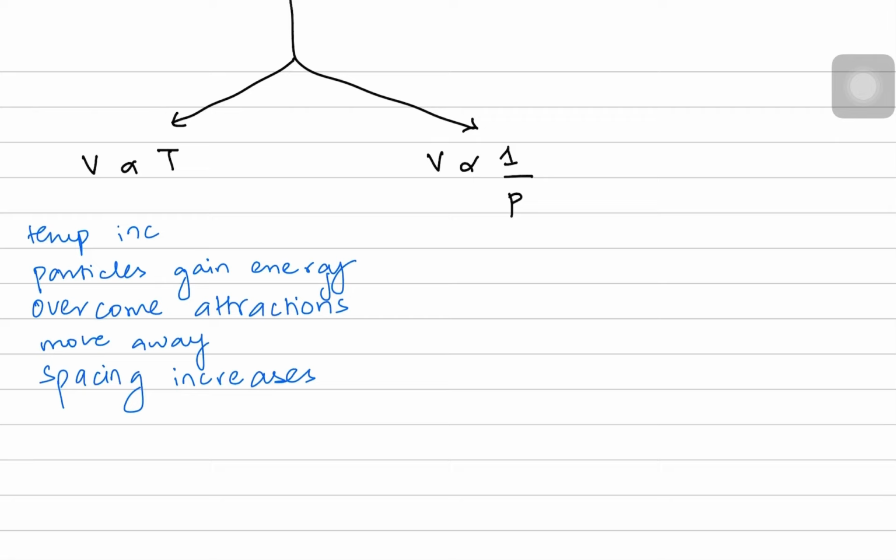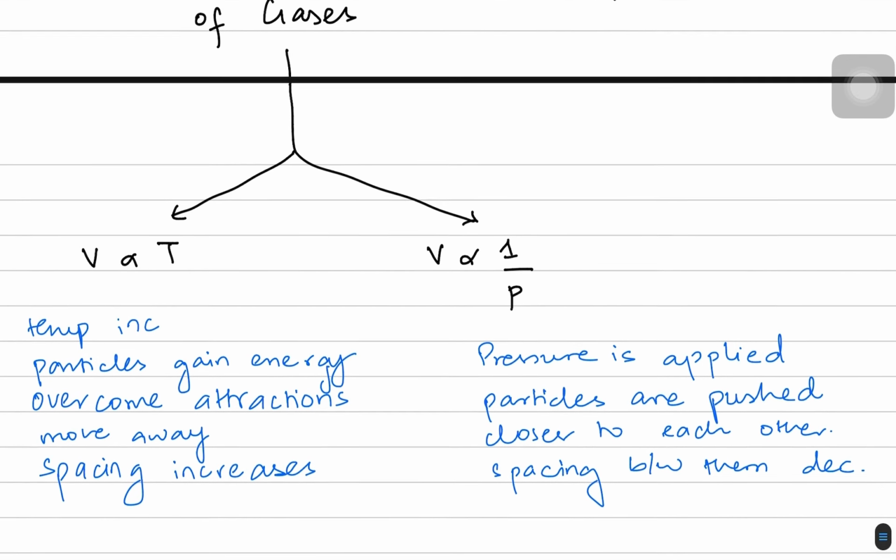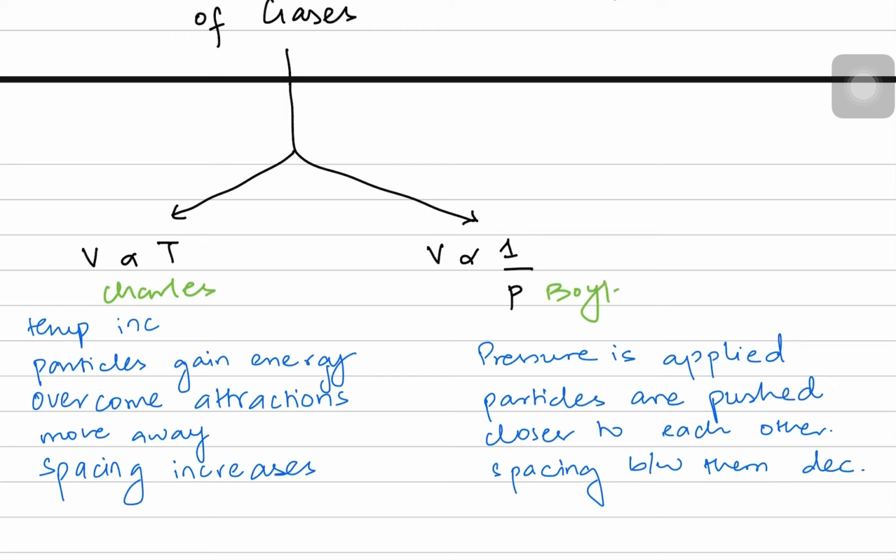About pressure, you can say when pressure is applied, particles are pushed closer to each other, and thus spacing decreases. So this is how the two laws are connected. The volume and temperature relationship is called Charles's law. The volume and pressure relationship is called Boyle's law.